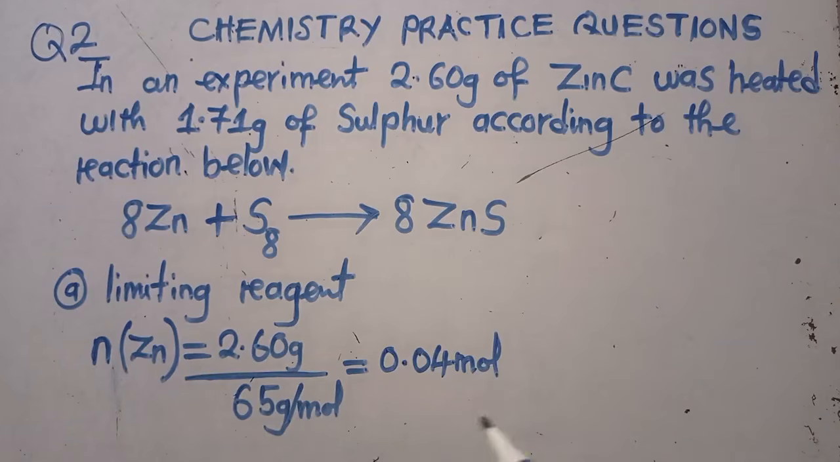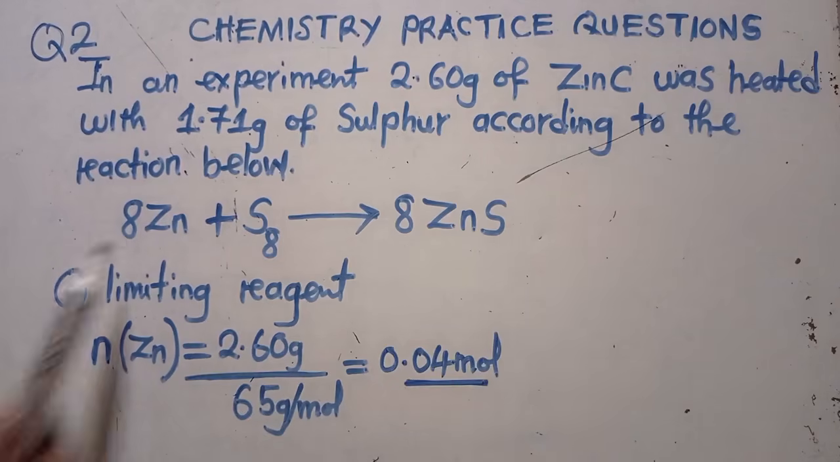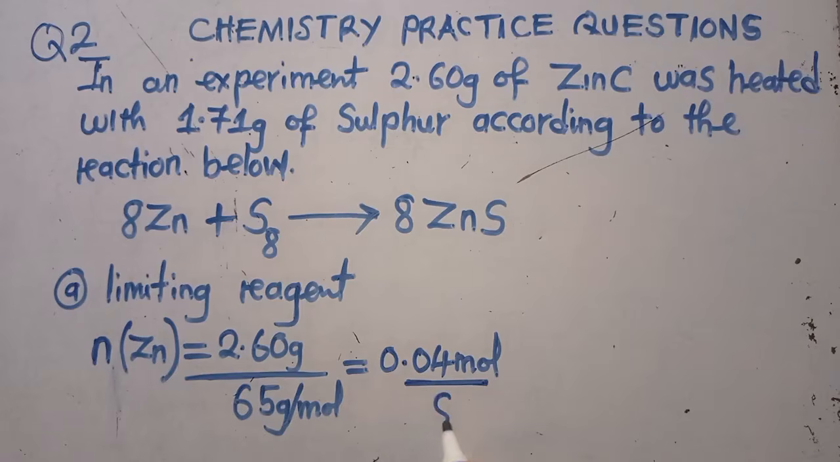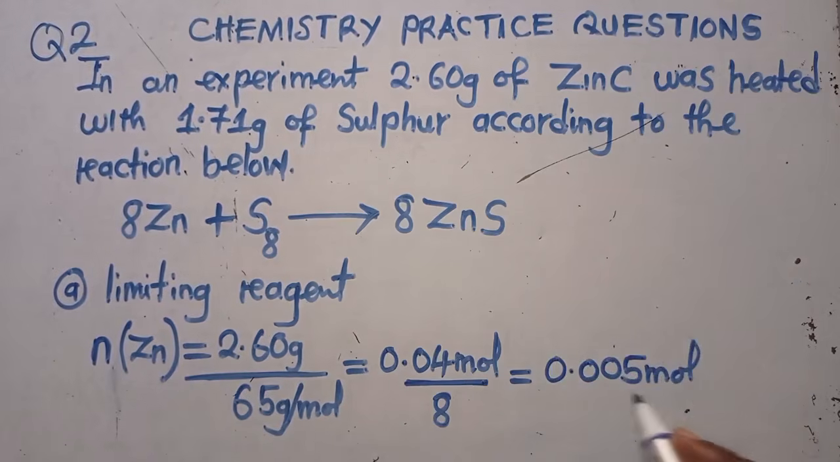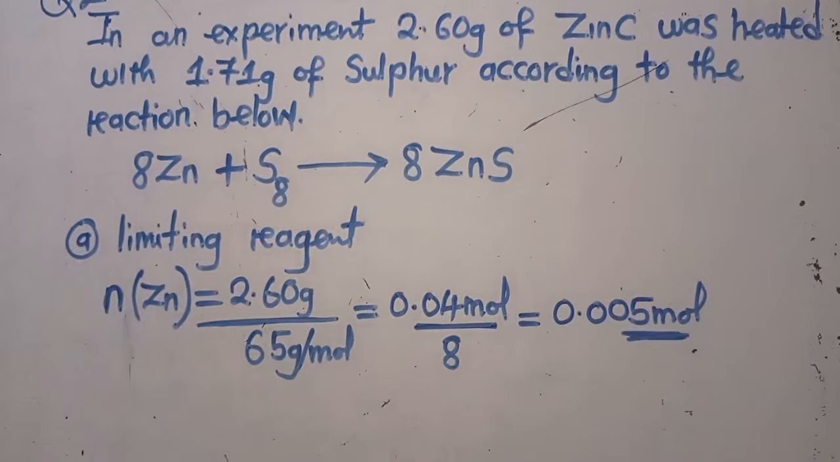Don't forget, we want to determine the limiting reagent. So we now further divide this by the 8 that is there. We divide it by 8. What answer are we going to get? 0.005 moles. So this is the final answer. Okay, we are done. We move now to the next one.